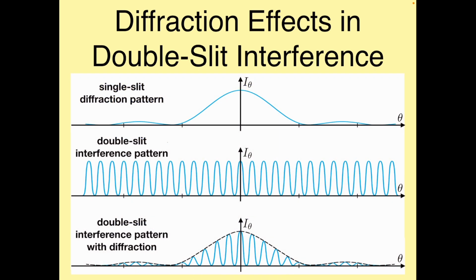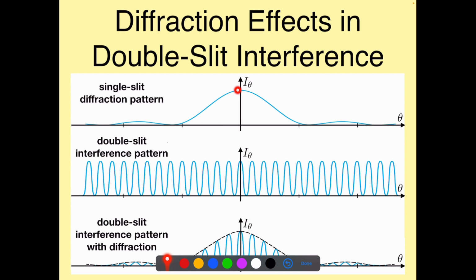Okay, so this is what the result looks like when we plot it out. We'll start at the top. This is a single slit diffraction pattern. So this is what it would look like if you sent light through a single slit and projected that light onto a screen. You would see the intensity as a function of the angle from the center change like this.